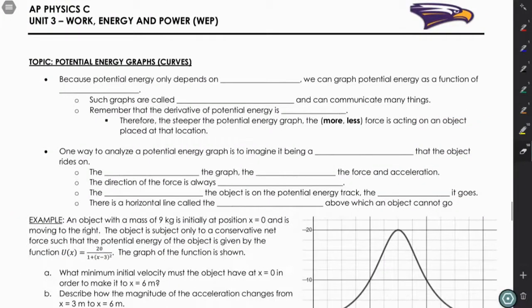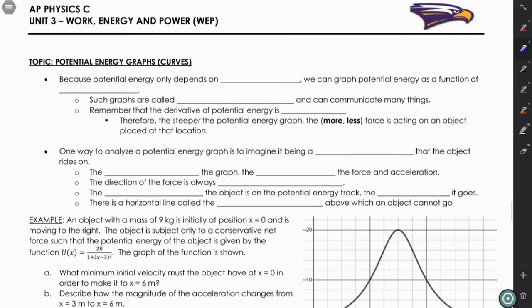Okay, so now let's focus on these potential energy graphs, or potential energy curves. This will probably be the most difficult part of this chapter or unit because this is a new topic, especially if you've taken AP Physics before. Remember, AP Physics C is taking your knowledge from AP Physics 1 and just adding calculus to it, and that's what we do with these potential energy curves.